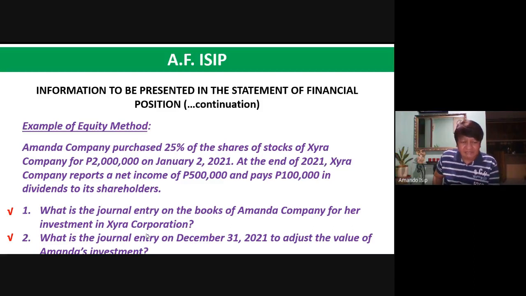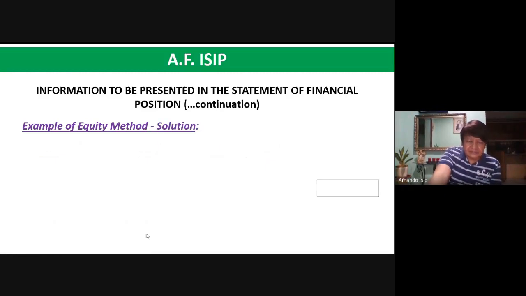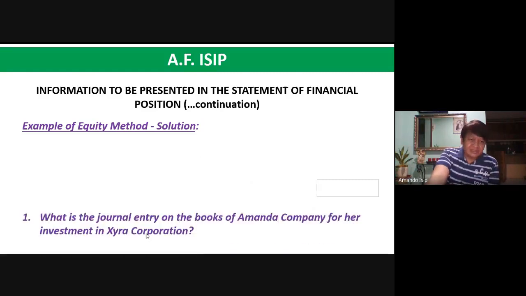We are using the equity method. That is why at the end of the year, December 31, 2021, we will make an adjusting entry so that we can use the equity method and adjust the value of Amanda's investment in Syrah Corporation. So let's now present the solution for this problem.